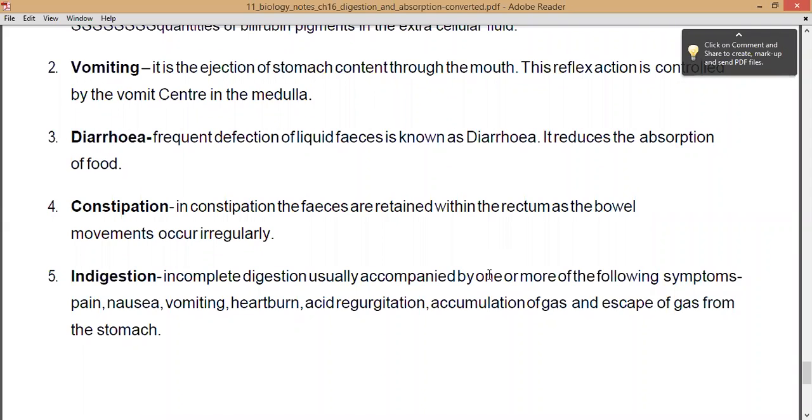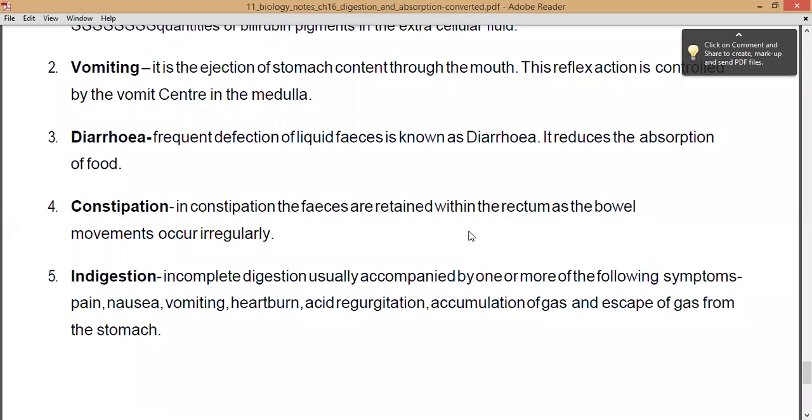And it can be accompanied by one or more of the following symptoms. So there may be not only one symptom, there may be many symptoms of this disorder. First is pain. You feel pain in the stomach, then nausea, then vomiting, then heartburn, as well as acid regurgitation, right? That is the acidity you feel in your stomach, that is, increased levels of HCl in your stomach, as well as accumulation of gas and escape of gas from the stomach, right? So these are all the symptoms observed in indigestion, right?